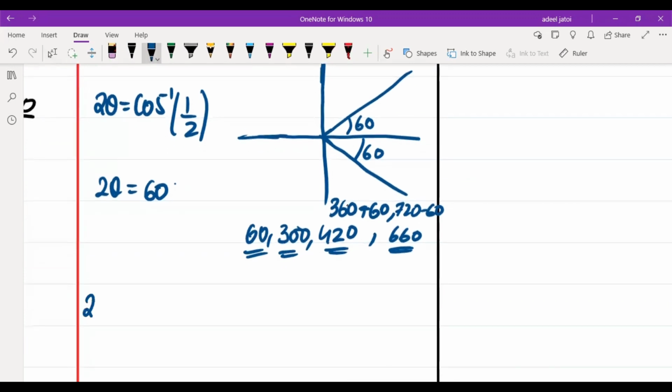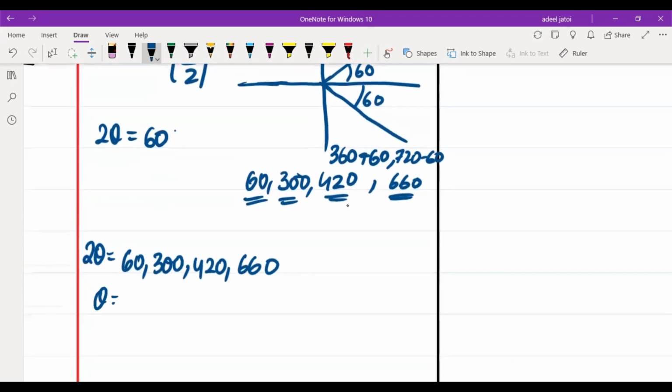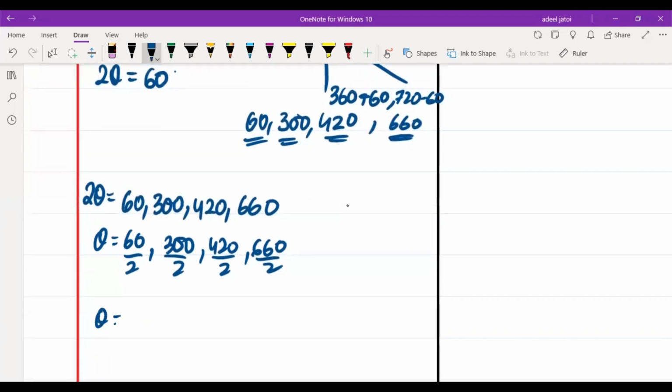So that means 2 theta: your first angle is 60, your second angle is 300, the third angle is 420, then we have 660. And when we divide all the angles by 2: 60 divided by 2, 300 divided by 2, 420 divided by 2, 660 divided by 2. When we look at this, it should be 30, this should be 150, 420 divided by 2 becomes 210, and this should be 330.